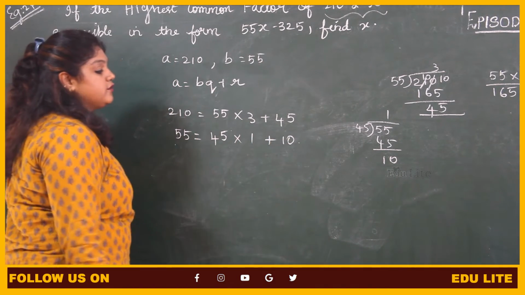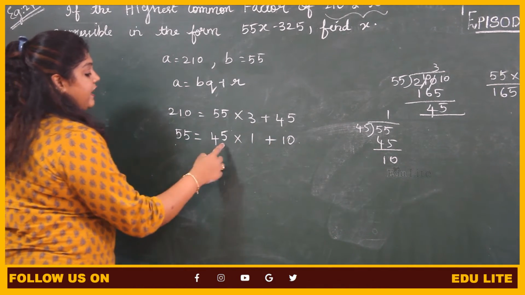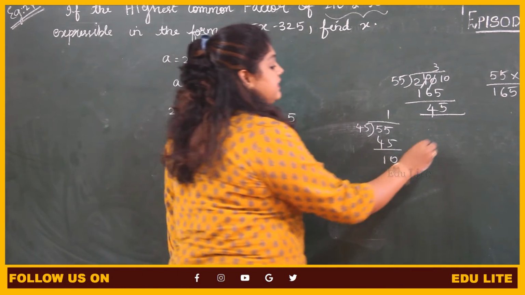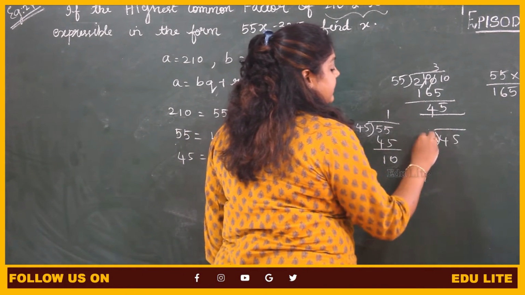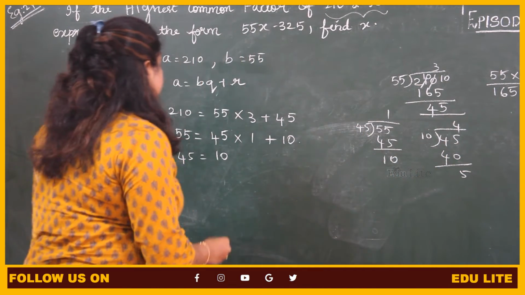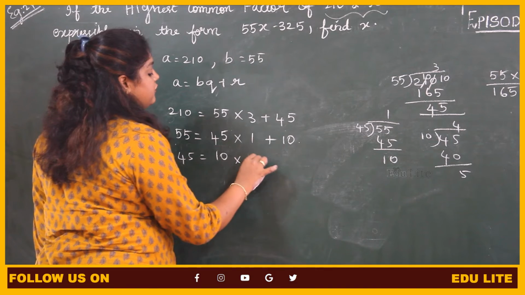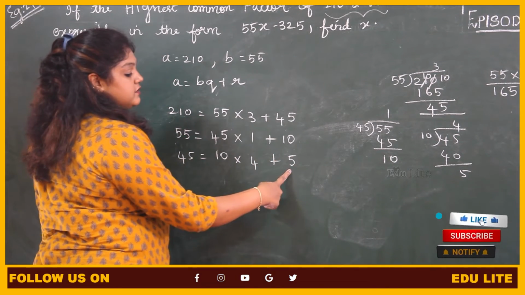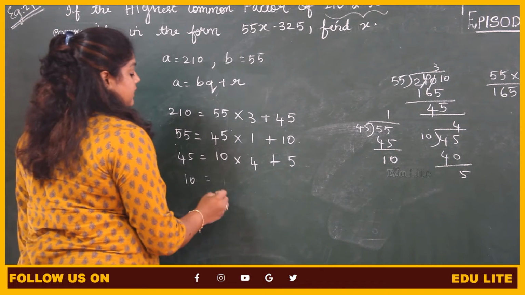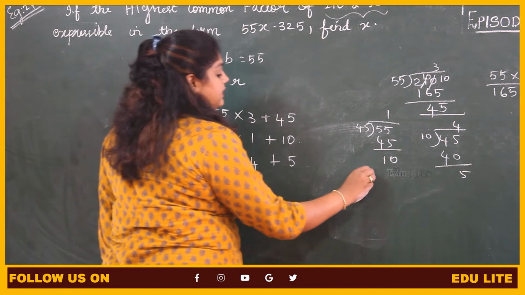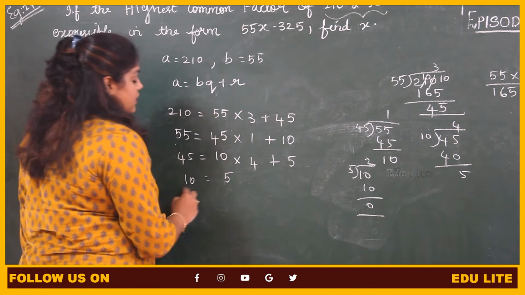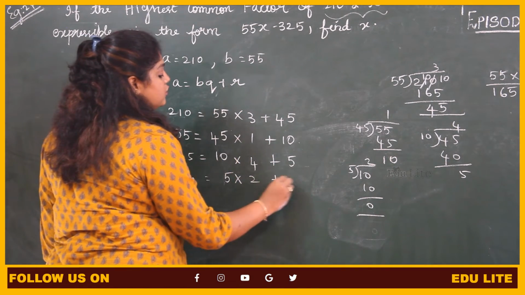Again the remainder value is not equal to 0. What we have to do? We have to choose 45 as the dividend and 10 as the divisor. So 45 divided by 10, we can choose 4 times 40, remainder is 5. So 10 into 4 plus 5. Again the remainder is not equal to 0. Now we choose dividend as 10 and divisor as 5. So 10 divided by 5, 2 times 10. Now the remainder has become 0. We can express this as 5 into 2 plus 0.